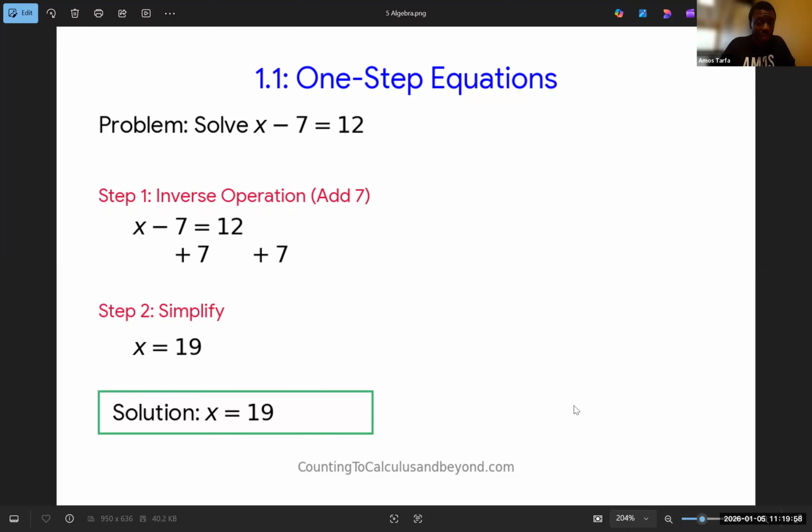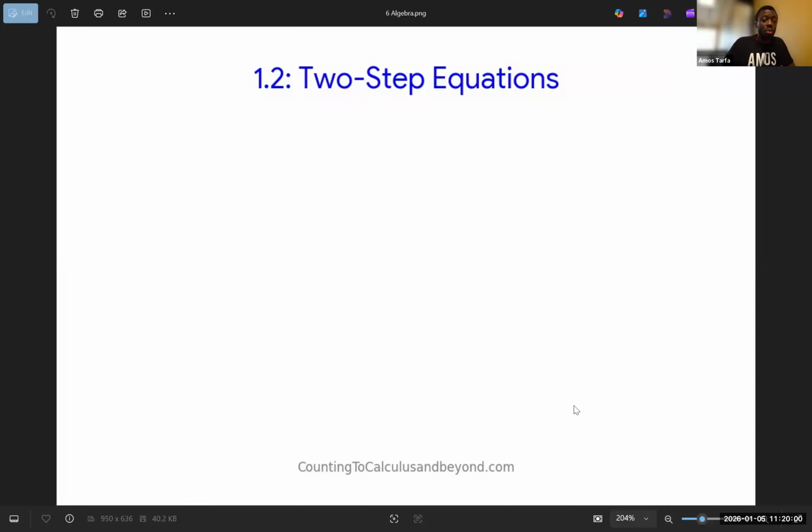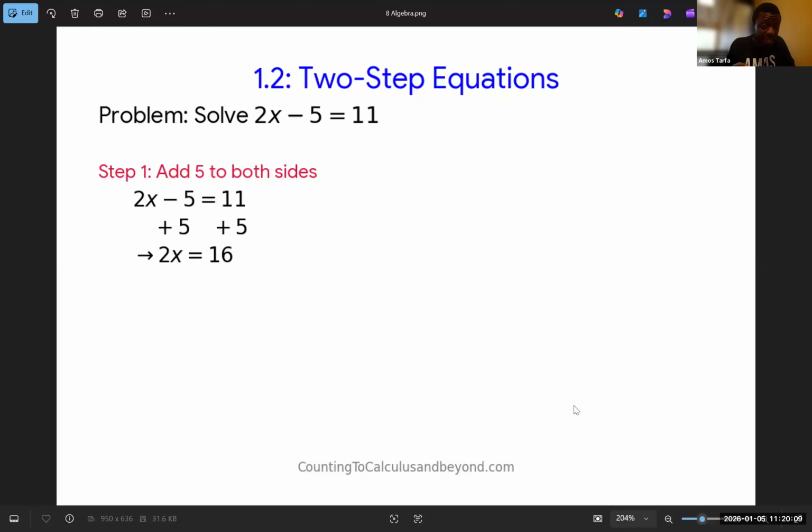Let's dive into two-step equations. Now we know there's going to be two steps involved. And so in this case, we're going to be adding 5 to get rid of that negative 5 on the left, and then we add it to both sides. So then 2x is equal to 16. Here's something that is interesting though.